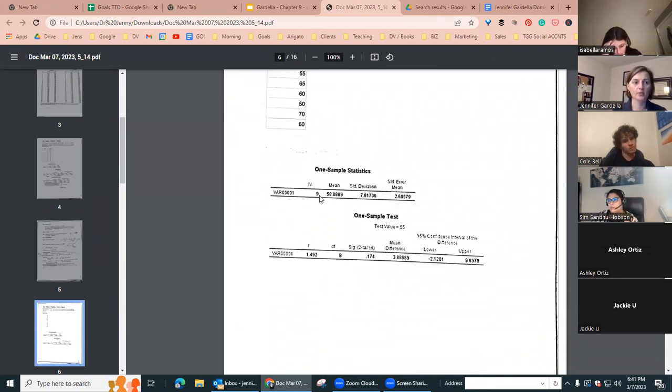We still have 9 scores. Now our mean is 58.8889. Our calculated T is 1.492 with 8 degrees of freedom. If this is the p-value, for some reason with this one, if this happens to you, just note it on your printout. SPSS would not print out 1 tail and 2 tail for me. I have no idea why, I couldn't figure it out.